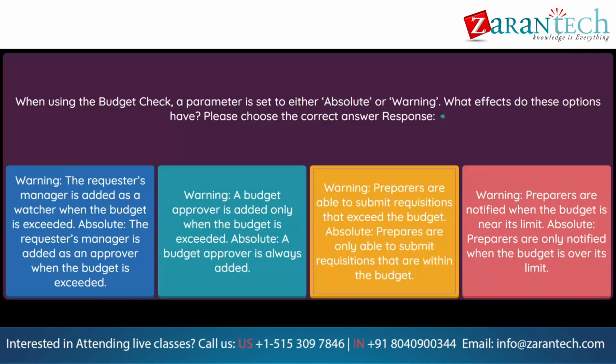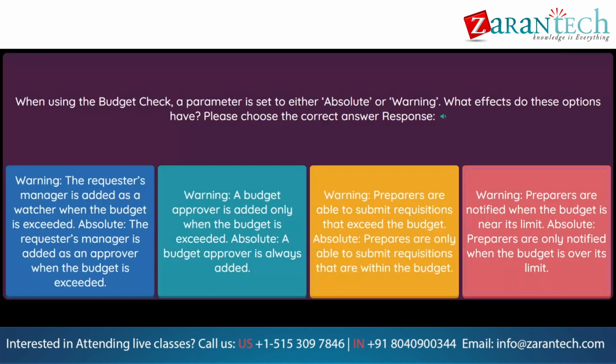Option 3, warning, preparers are able to submit requisitions that exceed the budget. Absolute, preparers are only able to submit requisitions that are within the budget. Option 4, warning, preparers are notified when the budget is near its limit. Absolute, preparers are only notified when the budget is over its limit.